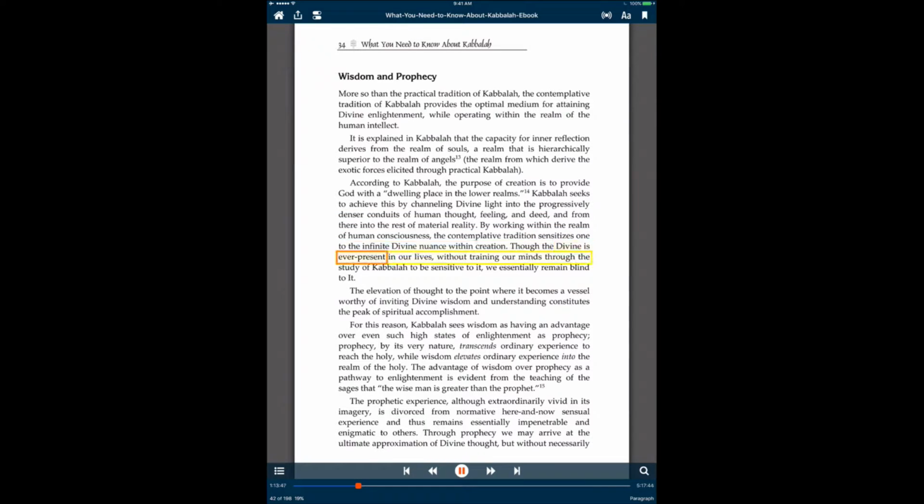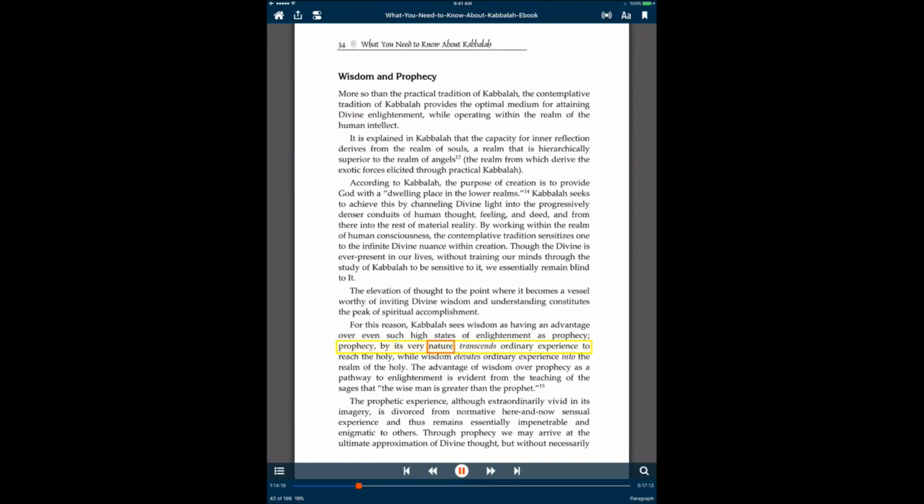Though the divine is ever present in our lives, without training our minds through the study of Kabbalah to be sensitive to it, we essentially remain blind to it. The elevation of thought to the point where it becomes a vessel worthy of inviting divine wisdom and understanding constitutes the peak of spiritual accomplishment. For this reason, Kabbalah sees wisdom as having an advantage over even such high states of enlightenment as prophecy.